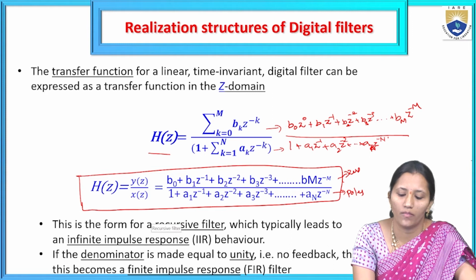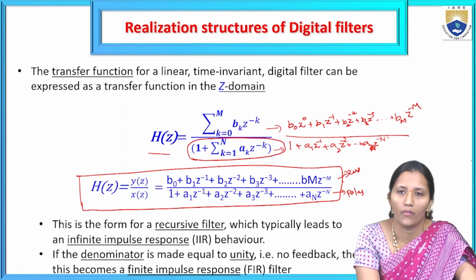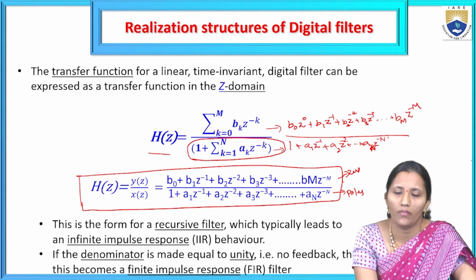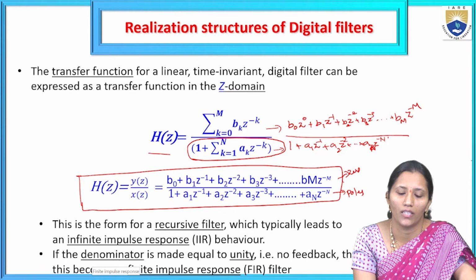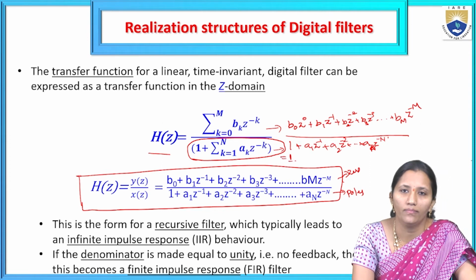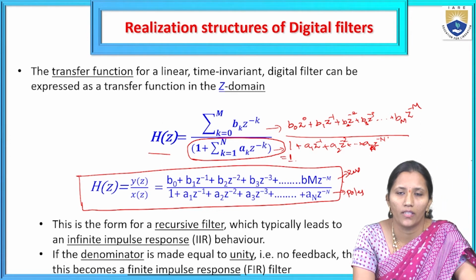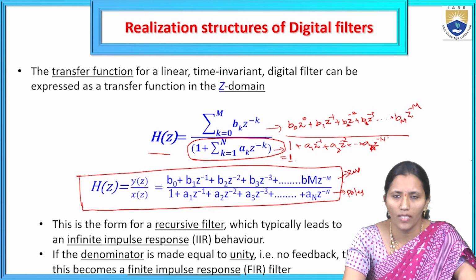If the denominator term is made equal to unity, then there is no feedback. Then this becomes the finite impulse response filter, which is nothing but a non-recursive filter. So if the denominator is equal to 1, then the transfer function is equal to the FIR filter transfer function. There is no feedback for the FIR filter, because the output does not depend on the past outputs for the FIR filter.